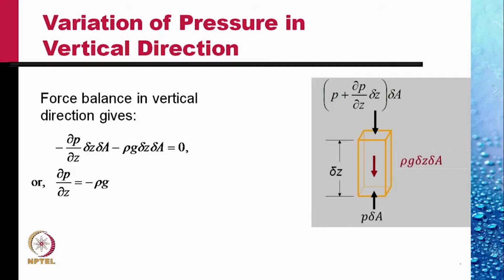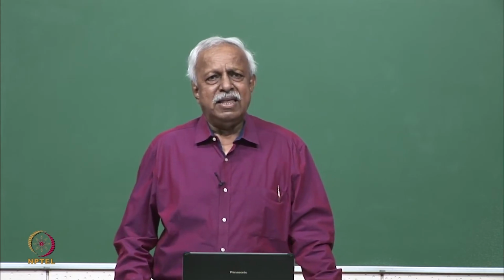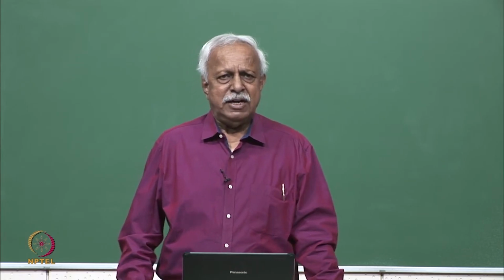Even when the density of the fluid is not constant, the same equation is applicable because we have taken a very small element. So, del P by del z would be minus rho g, where rho is the density at the location we are calculating the pressure gradient at.